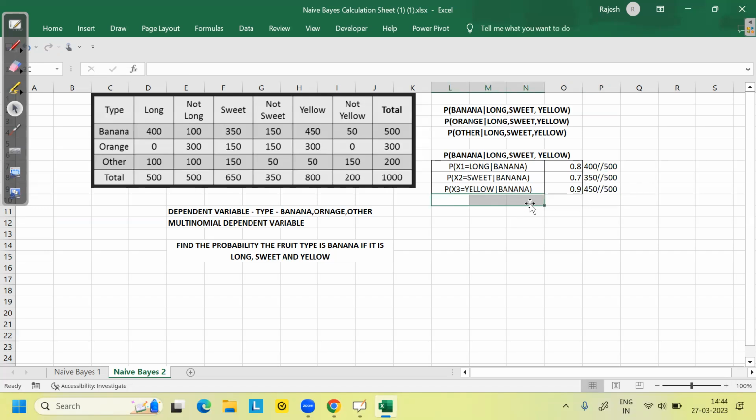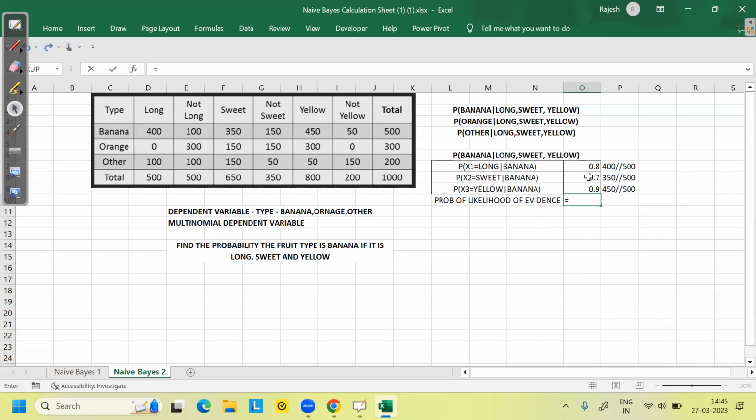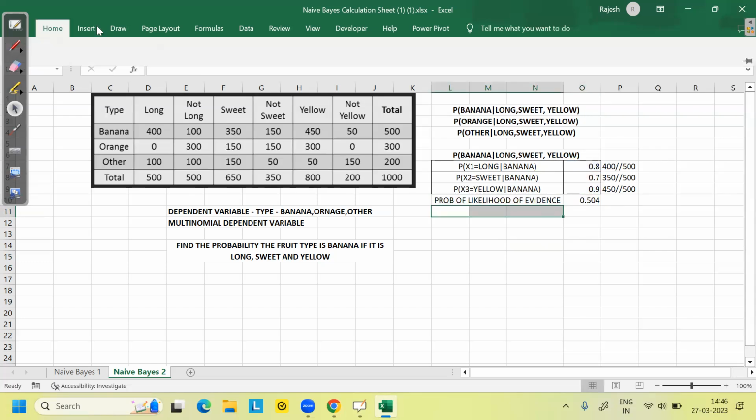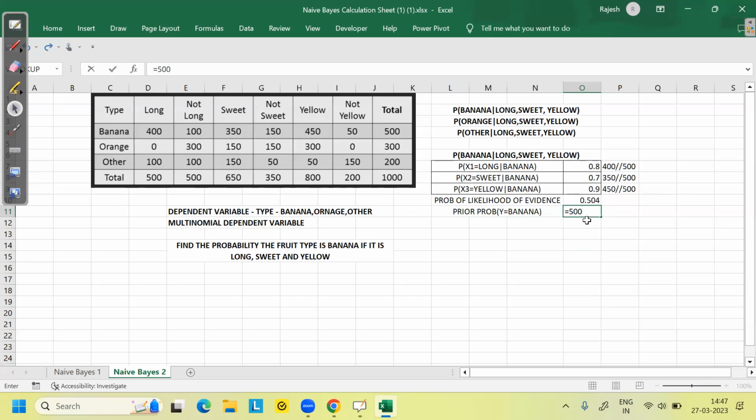Then comes your next part, the likelihood of evidence. This is the multiplication of all the three. Multiplication of all three gives you the likelihood of evidence. Now we need the prior probability of y equal to banana. How many bananas are there? 500. Total number of fruits? 500 bananas, 1000 fruits, 500 plus 300 plus 200. So it is 0.5, and the product is 0.5 into 0.05 into 0.252.